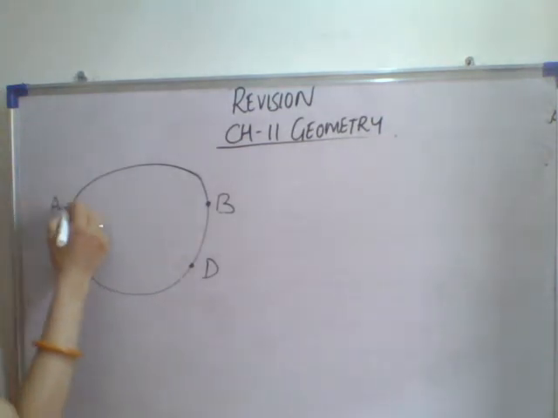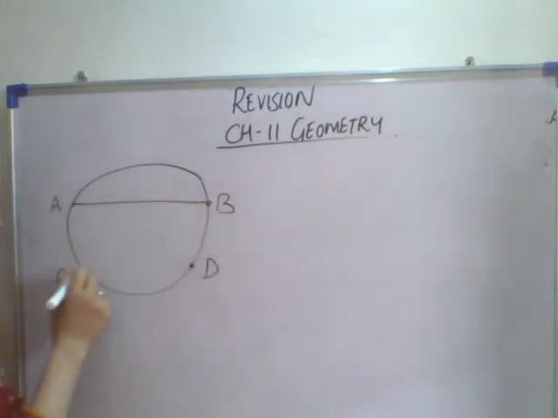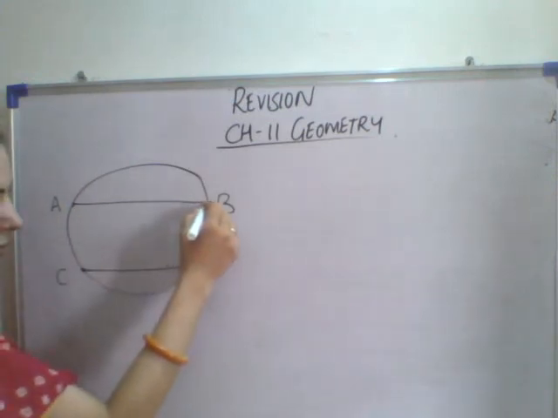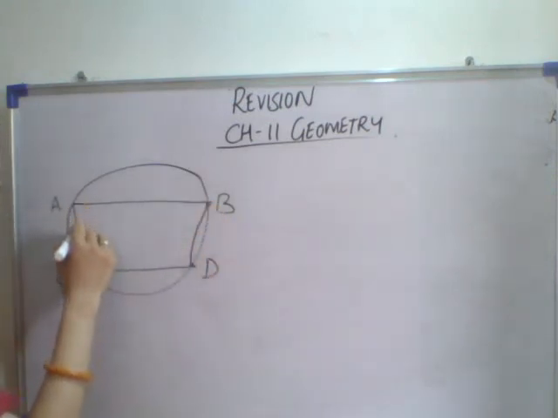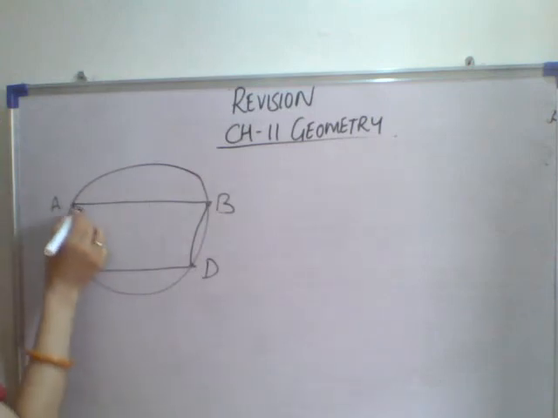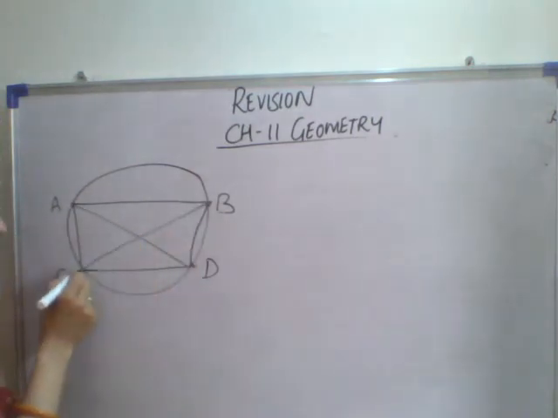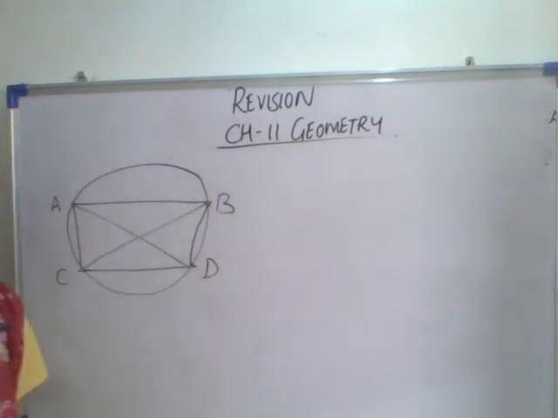Let us join these points. 1 chord, 2 chords, 3, 4, 5, 6. So how many chords can you draw? It is 6 chords. You can draw 6 chords.